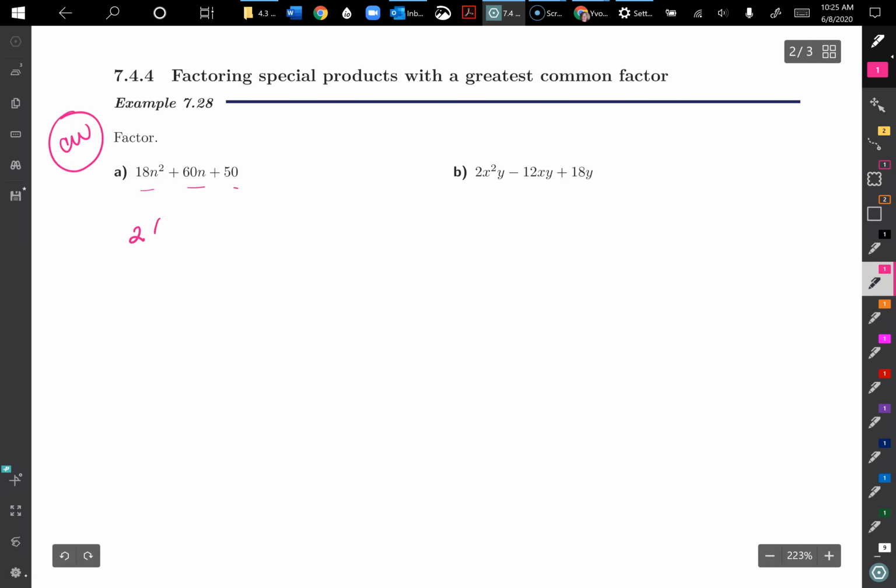So we would pull out a 2 and we would be left with 9n squared plus 30n plus 25. Now we can still factor what's inside here because we know we have a perfect square trinomial, because we would have 3 times 5n would be 15n, and double it, we get the 30. So we can use our 3n plus 5 all squared.